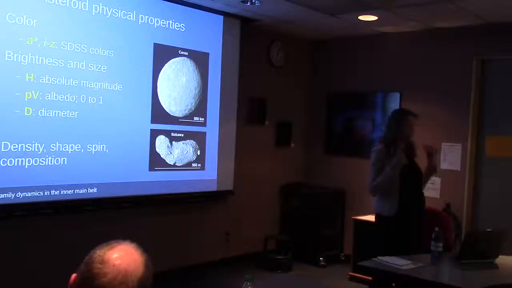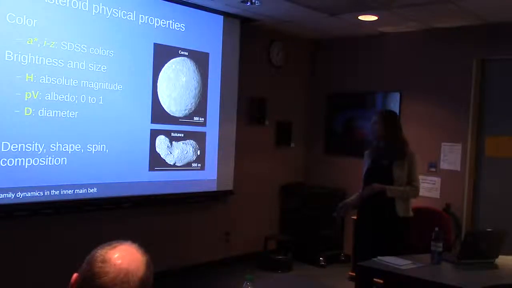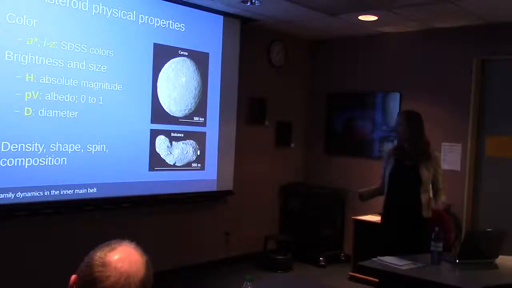But that brightness depends on the actual reflectivity of the surface. If you have an asteroid made out of asphalt, it's going to look different from an asteroid made out of beach sand, for example. And that property is called the albedo. It goes from 0, which is dark, to 1, which is bright.